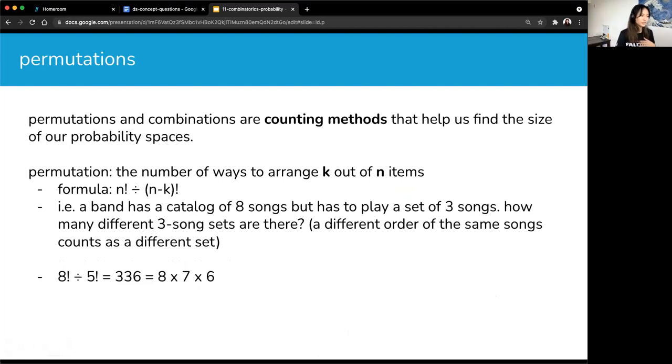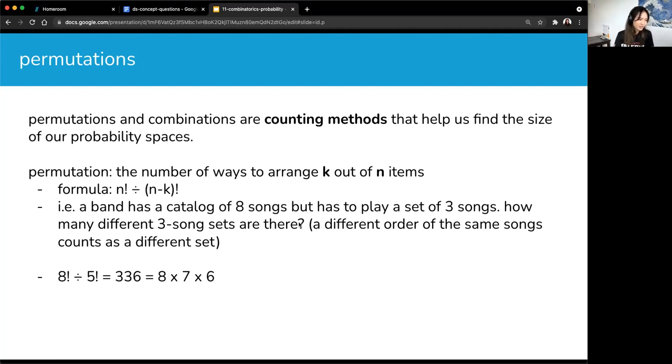But here's an example. So let's say there's a band that has a catalog of 8 songs, but they are playing at a concert and they have to play a set of only 3 songs. So how many different 3-song sets are there? So if you have song 1, 2, 3, 4, 5, 6, 7, 8, a 3-song set can be 1, 2, 3. A 3-song set can also be 6, 7, 8. It can be any permutation of those numbers.